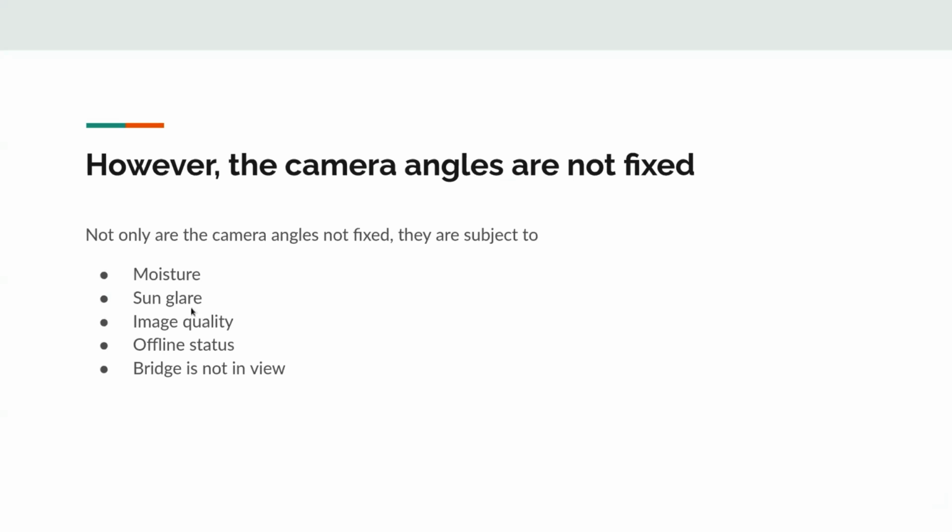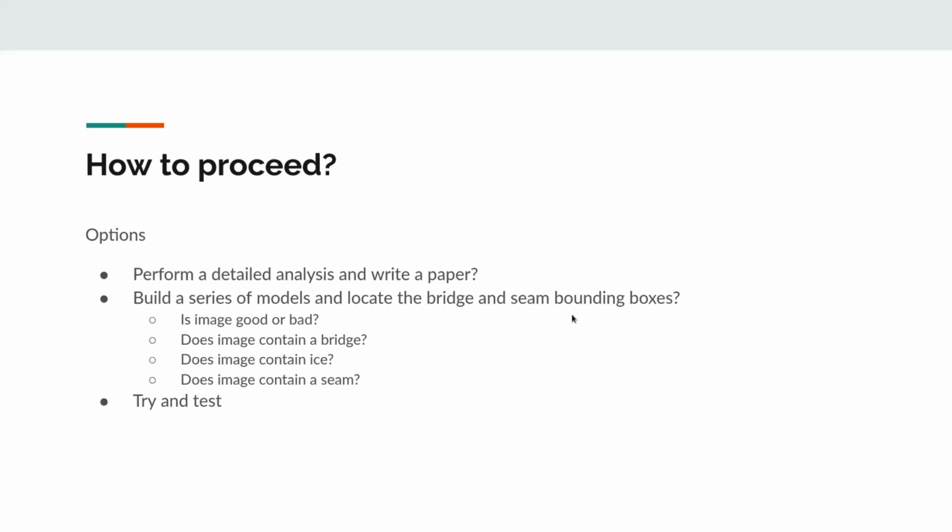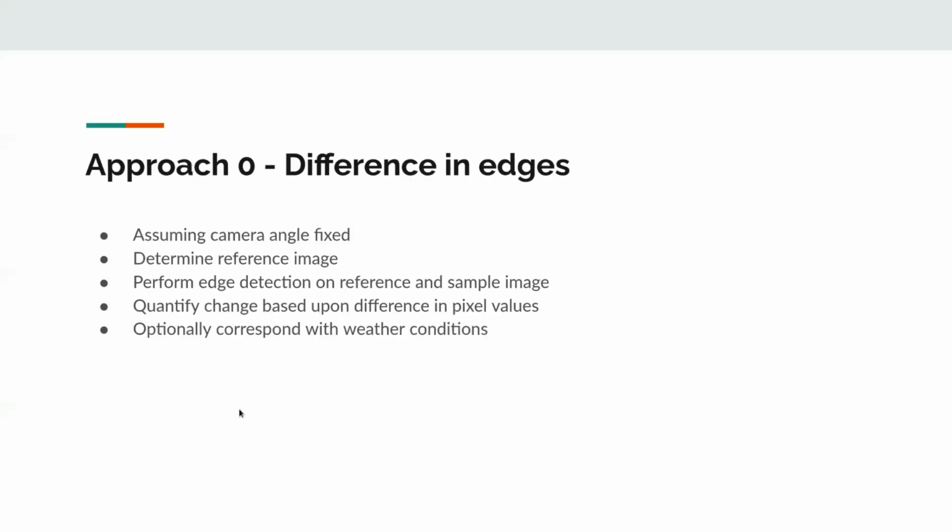So I mentioned this previously, there's an image quality problem. Since I can't get camera images that are fixed, what do I do, right? Do I perform a detail analysis and write a paper and get analysis paralysis and study and yada, yada, yada? Well, I think that architecture about is the image good or bad could come into play. But before I start doing that, let's just try and test and see what happens.